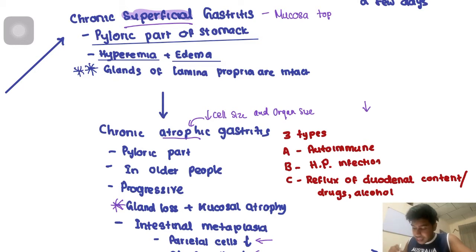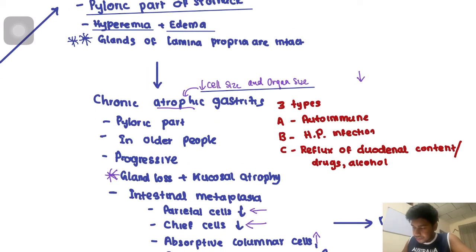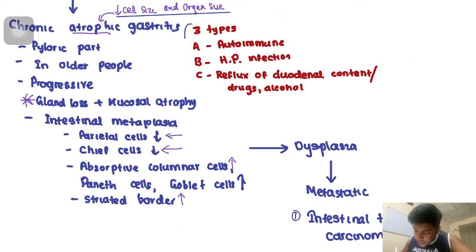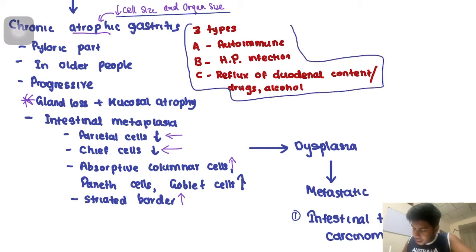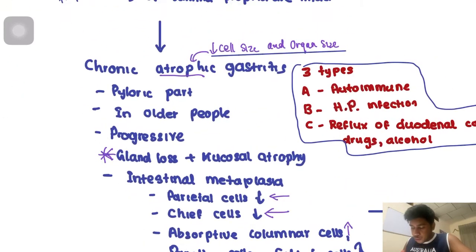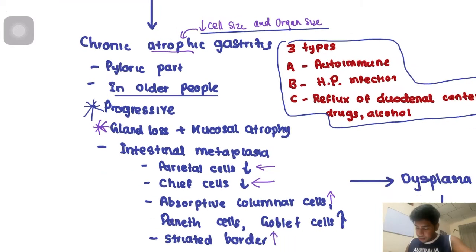The second type is the atrophic type. What is atrophy? Cell size decrease and organ size decrease. The three types of causes of atrophic gastritis are labeled as type A, type B, type C, so you need to know that. It is also most common in the pyloric part, and it's seen in older people, and this is important, it's progressive. Chronic diseases are usually progressive. So hypertension, renal diseases, these are all progressive diseases.